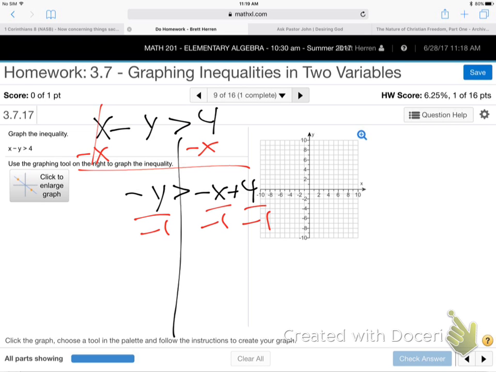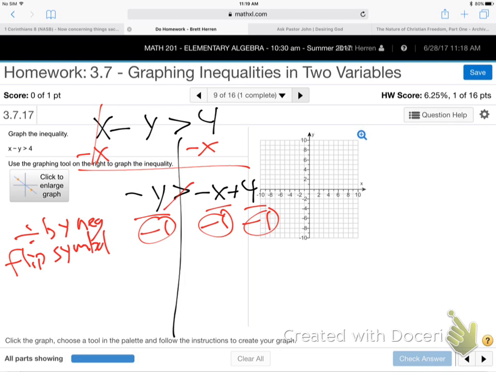Everybody see what's happening there? I just divided by a negative 1. Right? I just put a divide by negative, flip the symbol. Right there, I just divided by negative. So right there, I've got to turn the symbol the other way. Is that good? Getting the hang of that? So y is now less than, and I'll let you figure out the other side, and then graph it.